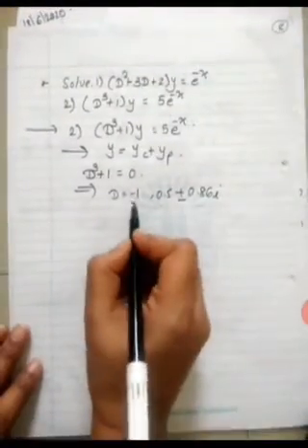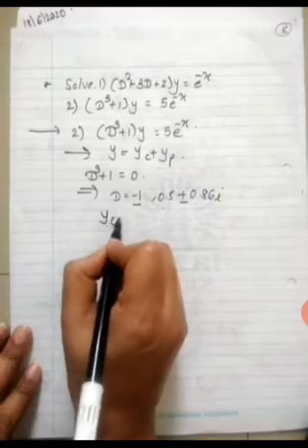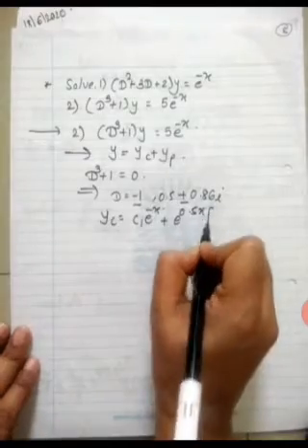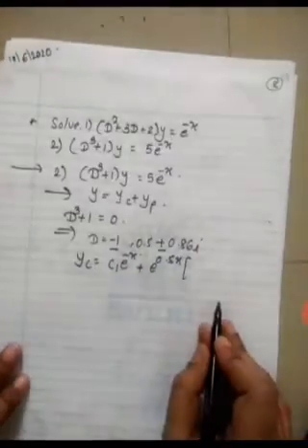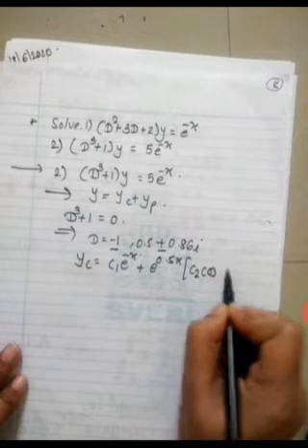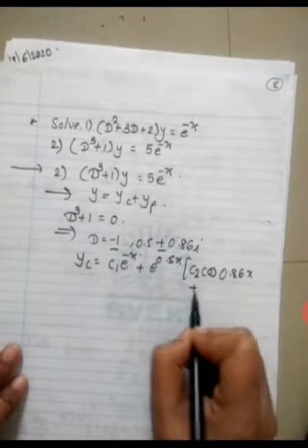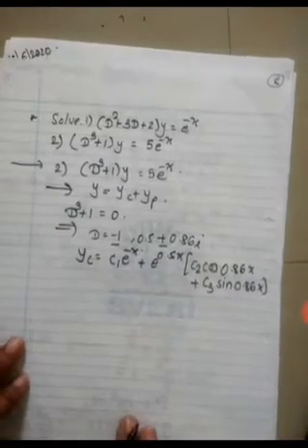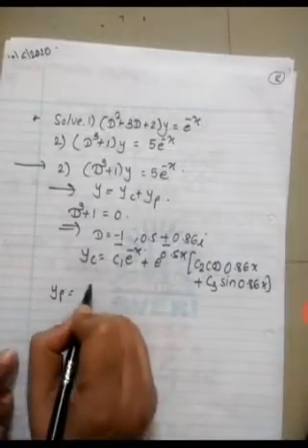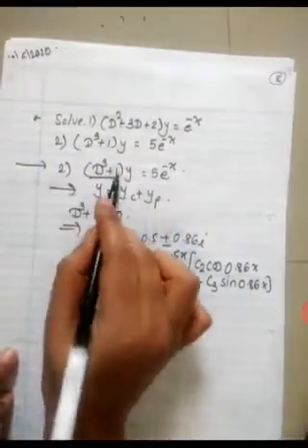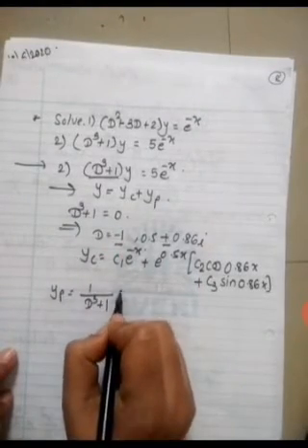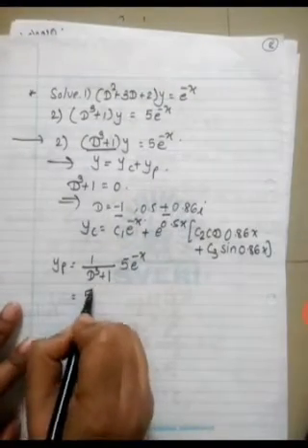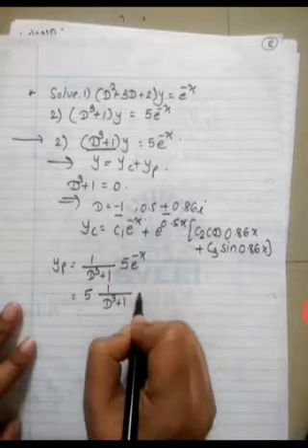Therefore, one is real and the others are imaginary. Therefore, yc is c1 e raised to minus 1x plus e raised to 0.5x into c2 cos 0.86x plus c3 sin 0.86x. This is yc. Now yp is defined as 1 upon phi D. Phi D is D cube plus 1 into 5 e raised to minus x. That 5 is a constant, it can be taken outside. So 5 into 1 upon D cube plus 1 e raised to minus x.